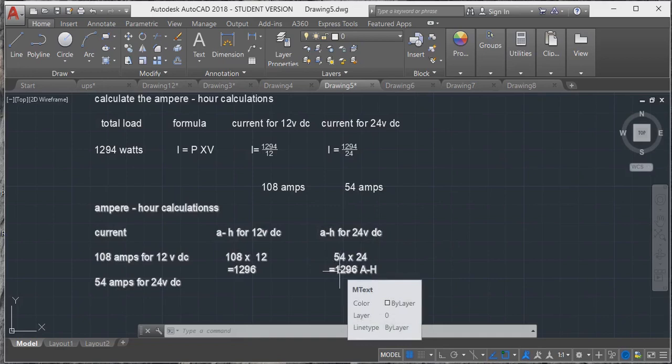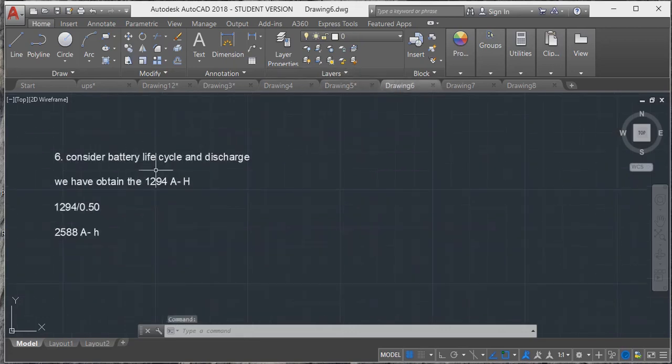Here, different types of batteries can be considered, whichever you choose. If we are using a 24 volt battery, the current is approximately 54 amperes.